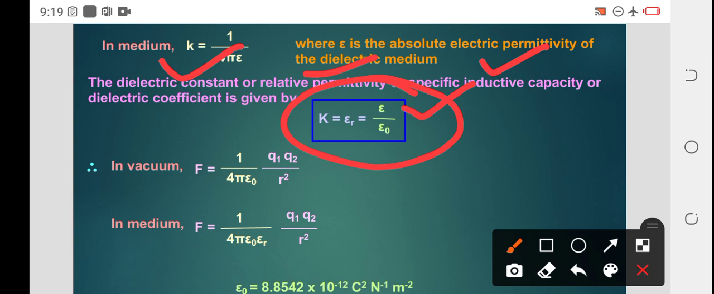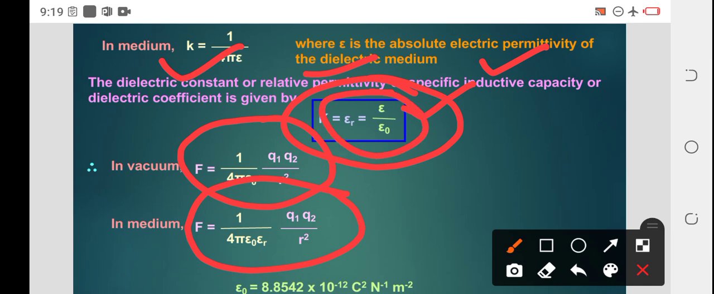For the medium and for the vacuum, what is this value? For the vacuum, it will be F equal to 1 by 4 pi epsilon naught q1 q2 by r square. For the medium, F equal to 1 by 4 pi epsilon, q1 q2 by r square. You take this one, just epsilon equal to what?